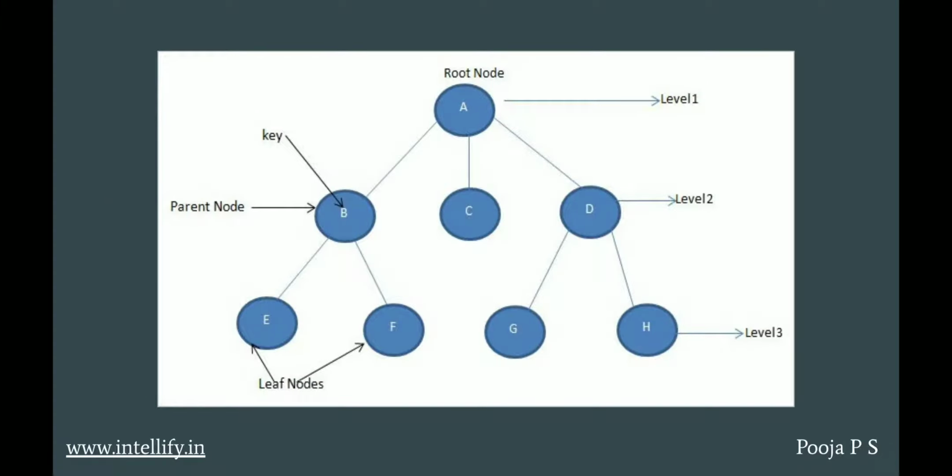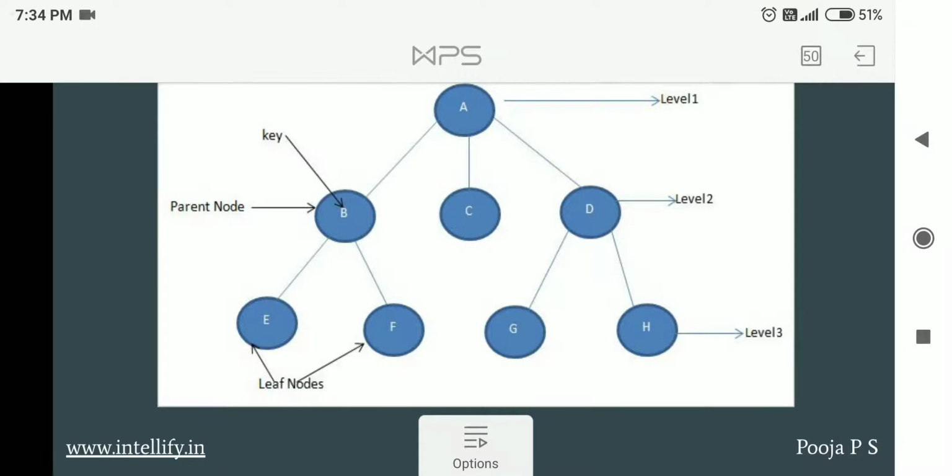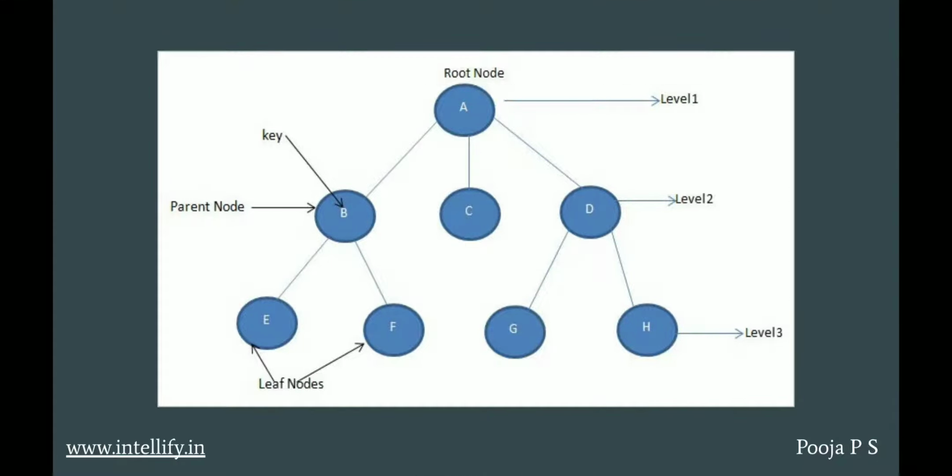This is the example. Here A is the root node, B, C and D are the parent nodes and E, F, G, H are the leaf nodes. So there are 3 levels in this tree.